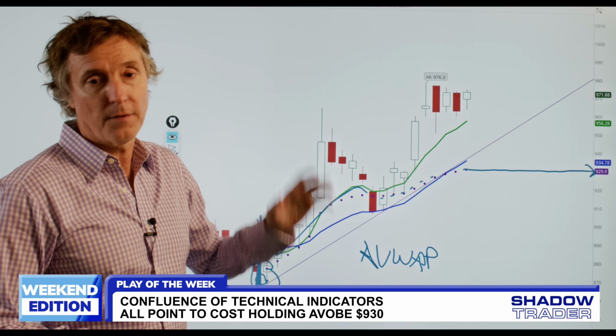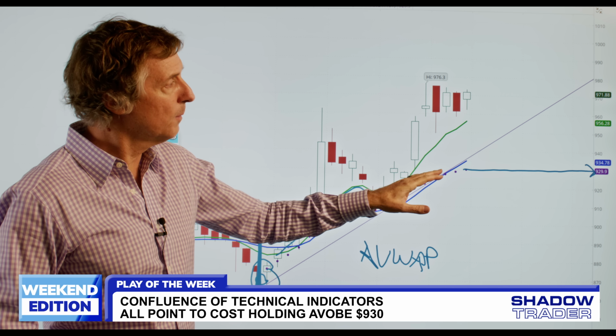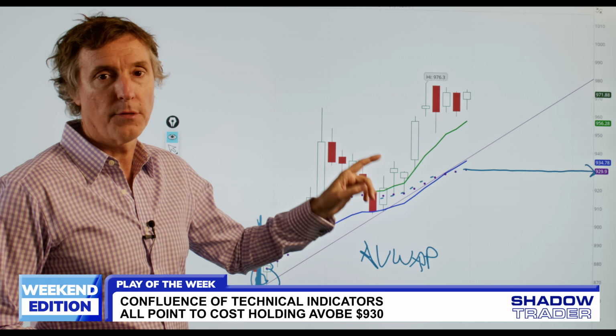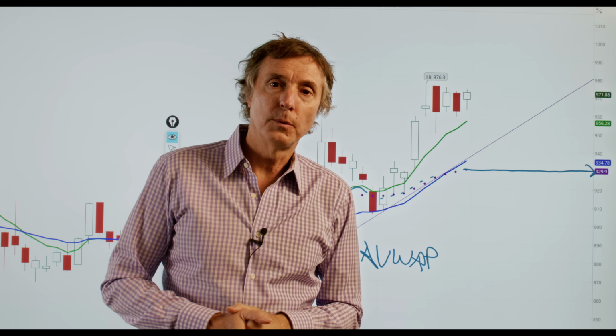So that's the reason why, for us, in the ShadowTrader Weekly Options Advisory this week, we are short puts in Costco into the end of the week, and again, we are using the 930 strike as the strike price for those short puts.